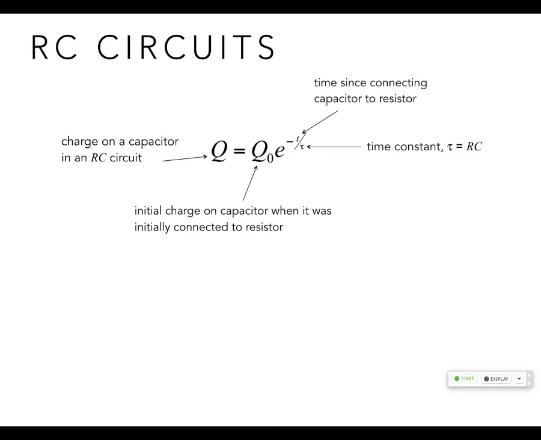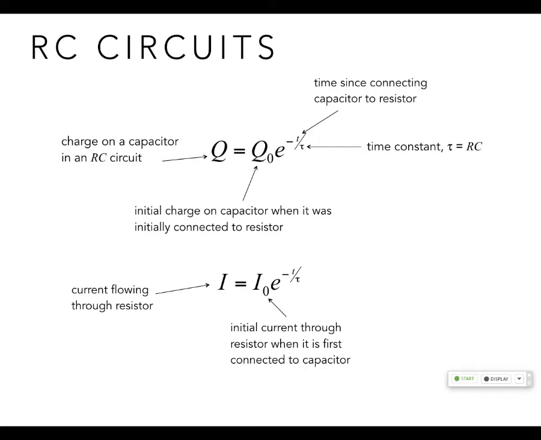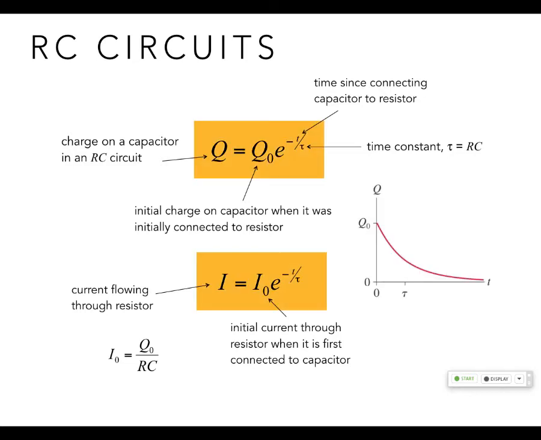Remember, you guys kept trying to make the graphs exponential, and I said we haven't seen anything exponential yet. This is exponential. This is what exponential looks like mathematically. If you want to figure out the current, you just take the time derivative of this. It looks pretty much the same, but I naught is going to be Q naught over RC. If you don't believe me, take a derivative.